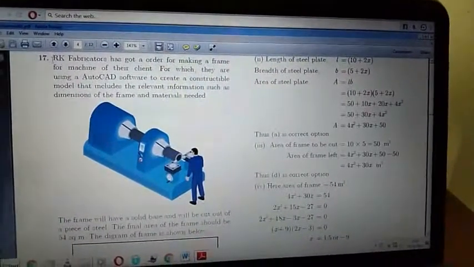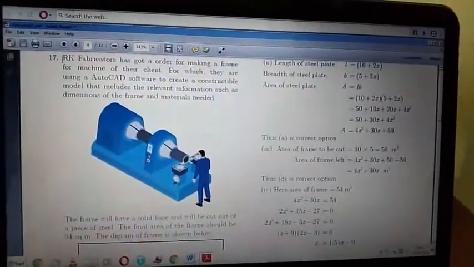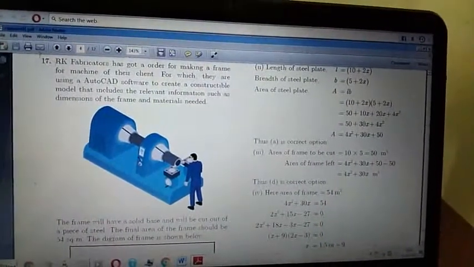Hello students, in today's class let us see a few case study questions. First, let us get into the first question.